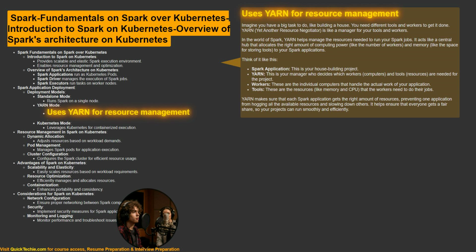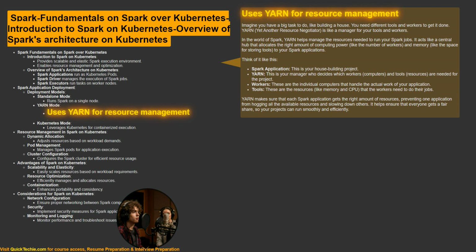Think of it like this. Spark application, this is your house building project. Yarn, this is your manager who decides which workers, computers, and tools, resources are needed for the project. Workers, these are the individual computers that handle the actual work of your application. Tools, these are the resources like memory and CPU that the workers need to do their jobs.